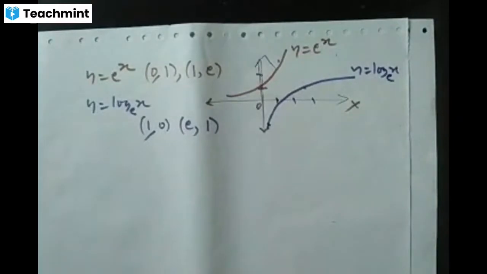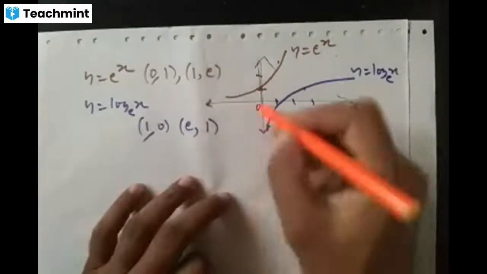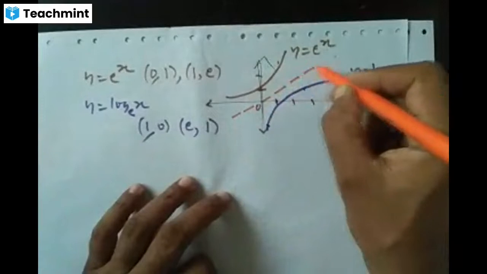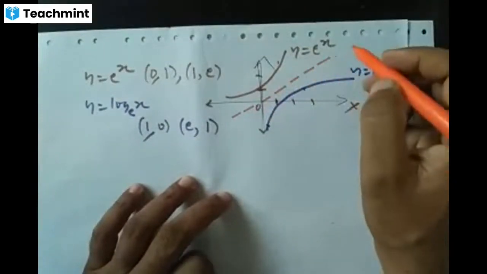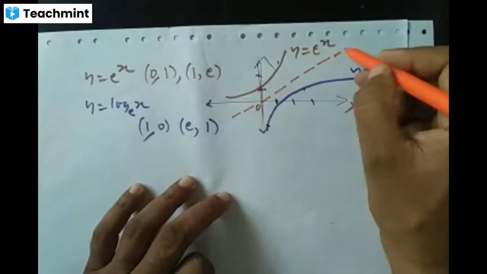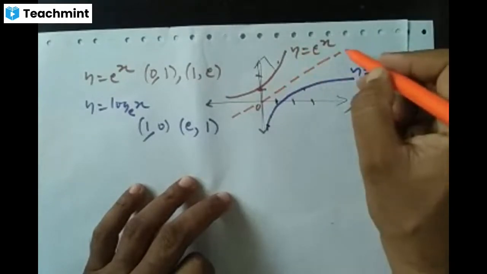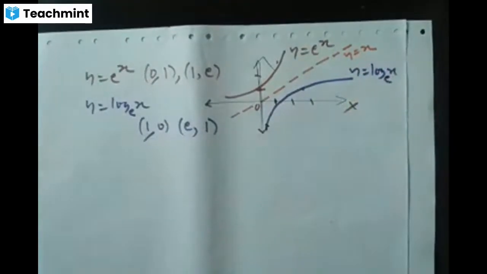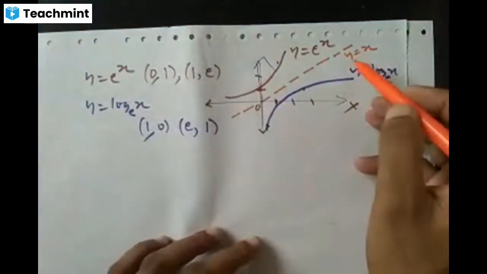Okay, what we can observe in this diagram is these two curves are reflections or images of each other about the line y is equal to x. See the dotted line? The dotted line is nothing but y is equal to x, the line y is equal to x.